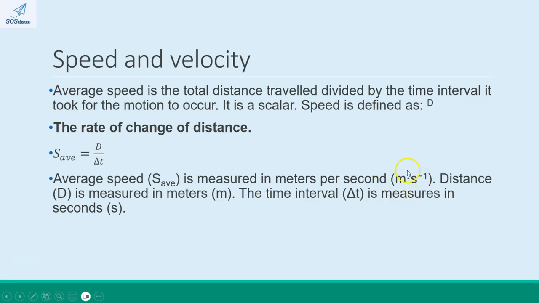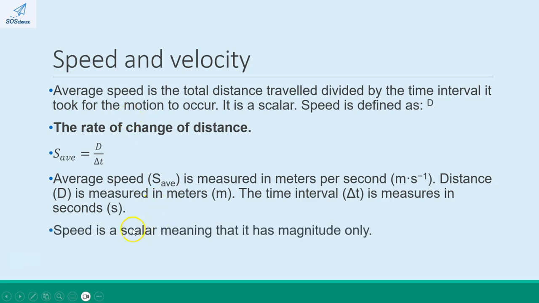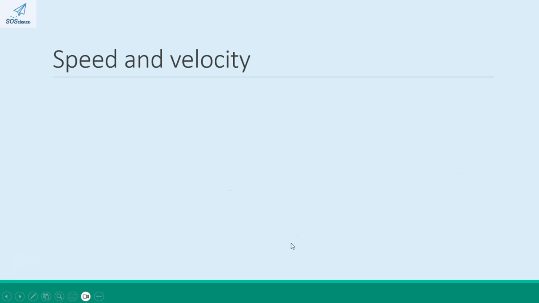S_av means the average speed. Average speed is measured in meters per second. d is the distance that we learned is measured in meters, and time is measured in seconds. Now, the reason for the triangle here is because it is the change in time. It represents a time interval over which the motion took place. Speed is a scalar, so we only represent its magnitude. It doesn't have direction.